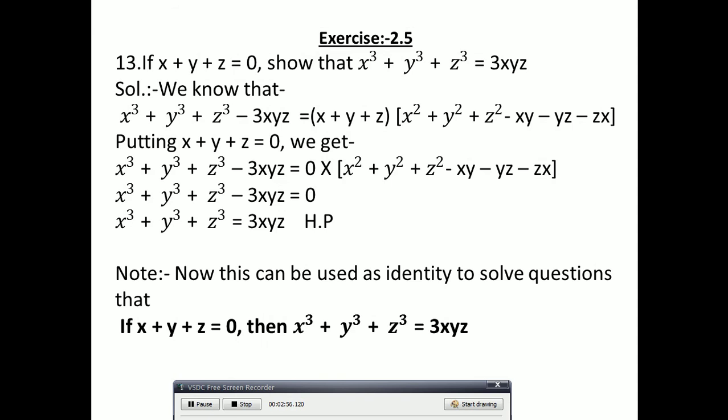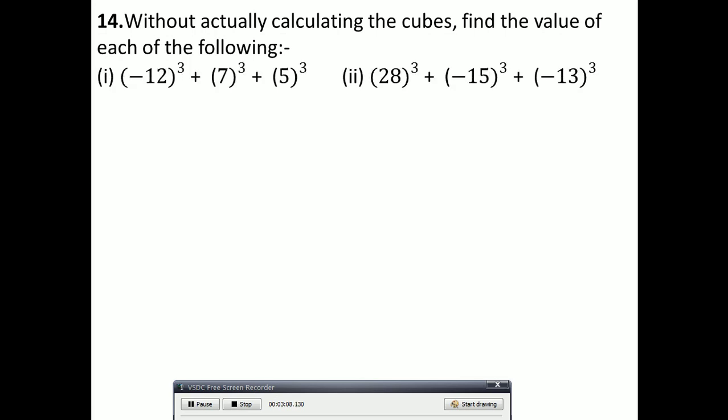Now we are shifting to the next question, question number 14. What is our question? Without actually calculating the cubes, find the values of each of the following. There are two parts. We have to find the value of minus 12 cube plus 7 cube plus 5 cube, and the second part is 28 cube minus 15 cube minus 13 cube.